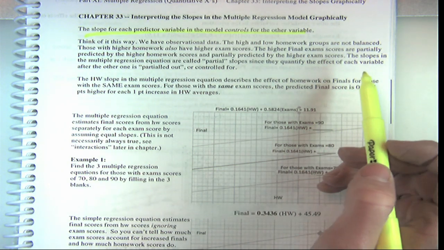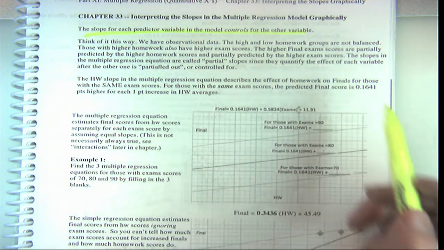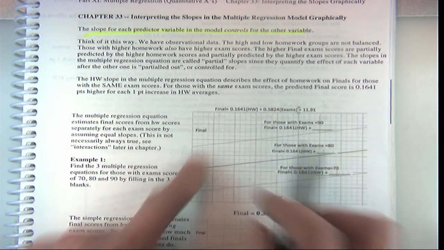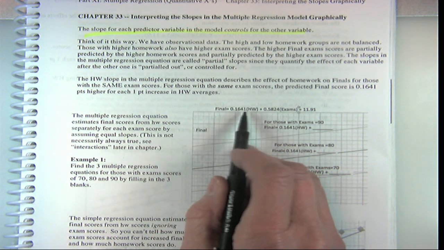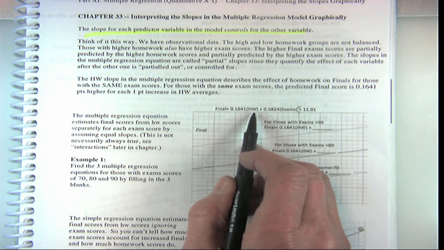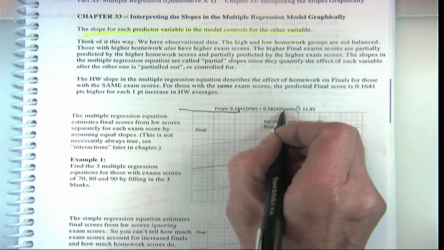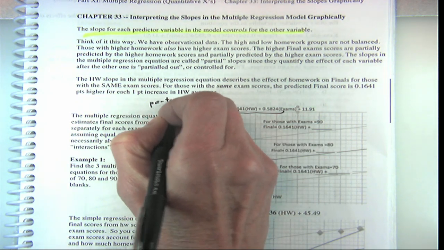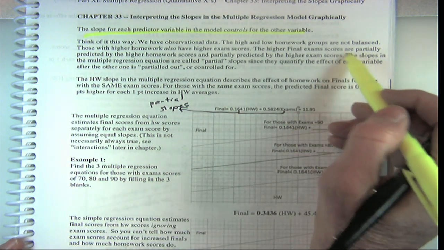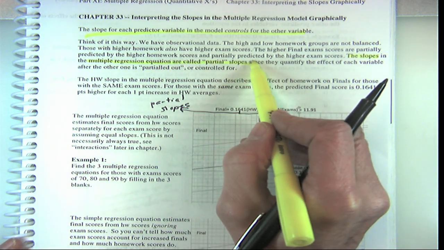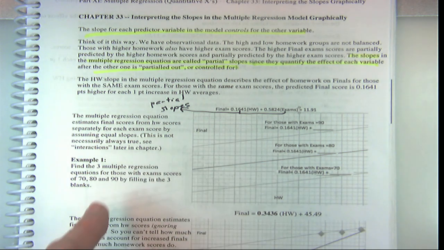We talked about this last time. We said that these slopes in the multiple regression are different than in the simple regressions. For example, we're going to continue with the same example. Here's our multiple regression equation. It's saying that finals equals this partial slope times homework, plus this partial slope times exams. In the multiple regression, both of these are partial slopes. What does that mean? It means that the slopes in multiple regression are called partial slopes because they quantify the effect of each variable after the other one is controlled for, partialed out, okay? And that's why they are different.